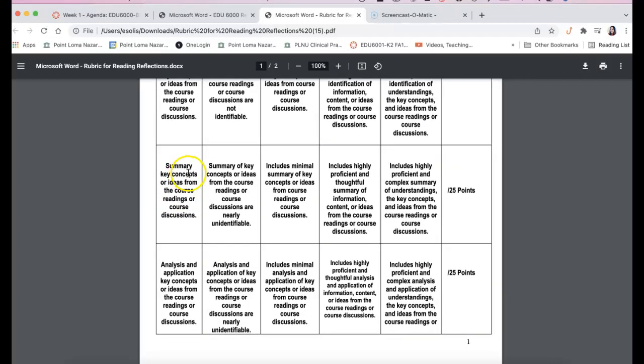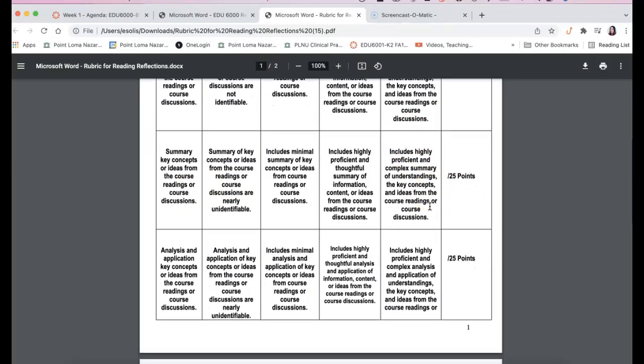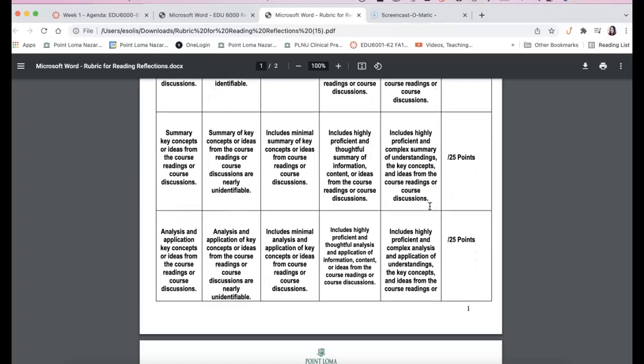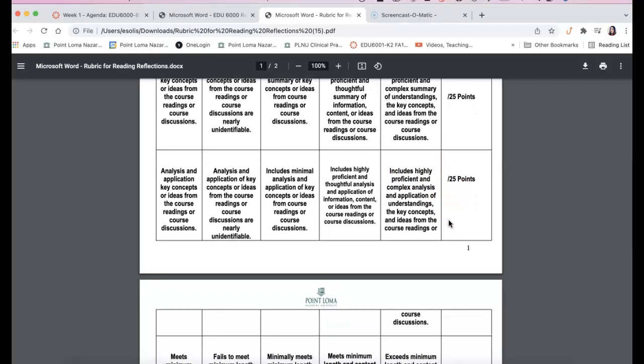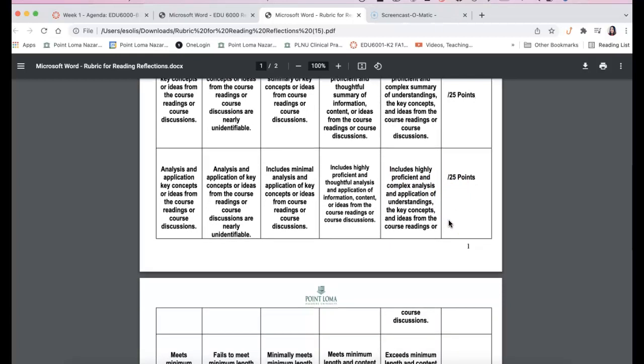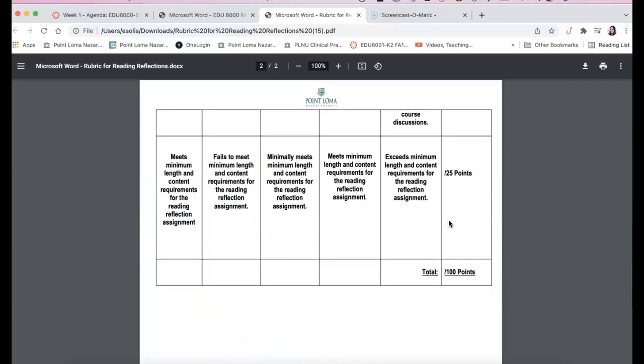The second section is on the summary. So how you're summarizing those key concepts or ideas from the course reading or course discussion, and it includes a highly proficient and complex summary of understandings of the readings, and that'll be another 25 points. As far as how you analyze it and apply it to key concepts or ideas of the course readings and discussions, in order to get 25 points here, it must include highly proficient and complex analysis and application of understanding the key concepts and ideas from the course readings or course discussions.